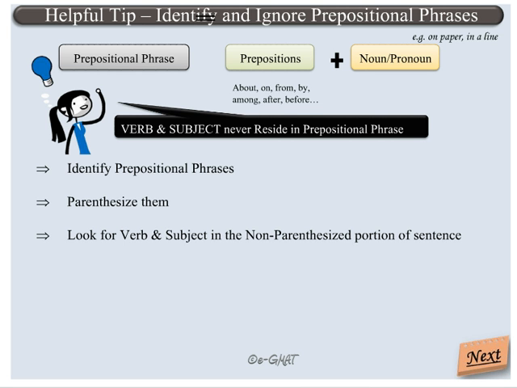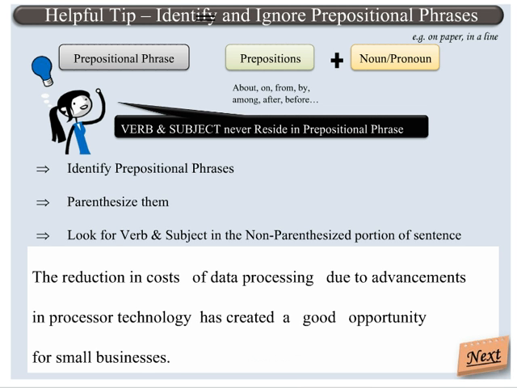Now let's apply this helpful tip on example 2 sentence. Let's first mark all the prepositional phrases. Notice the preposition in. It is followed by a noun, costs. Thus, in costs is a prepositional phrase. Similarly, of, a preposition, is also followed by data processing, a noun phrase. Thus, of data processing is a prepositional phrase.